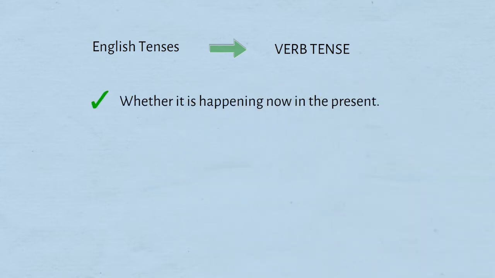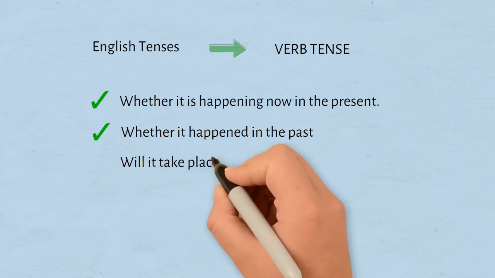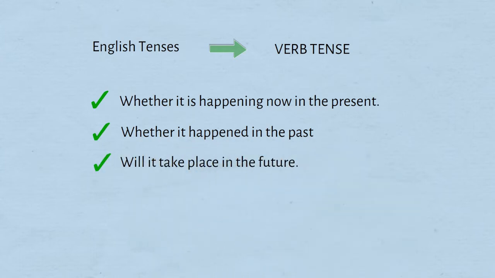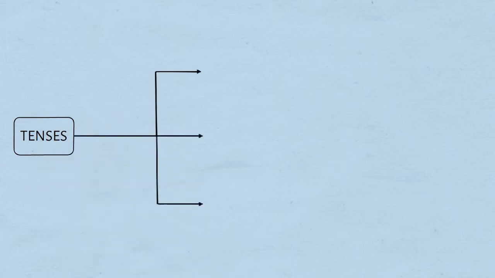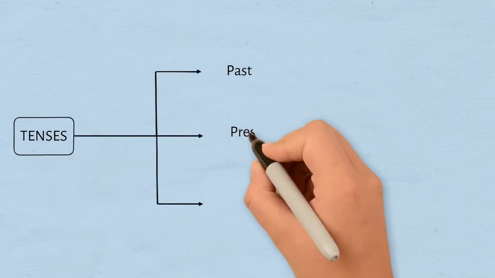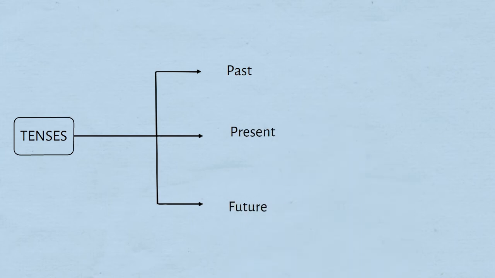When we talk about the English tenses, we are talking about the verb tense. With this, we express when the activity in a given sentence took place, whether it is happening now in the present, whether it happened in the past, or will it take place in the future. Broadly, the tenses in English are classified into three major categories: past, present, and future.